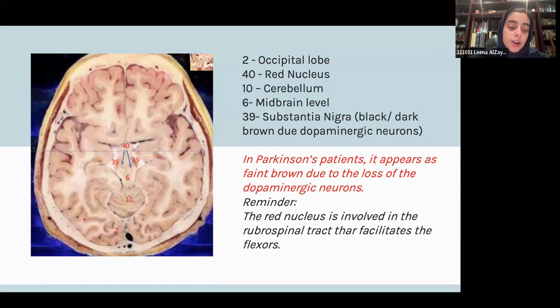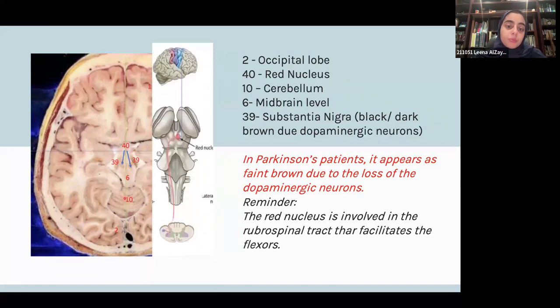Okay, again, I'm going to revise. This is the occipital lobe. This is the start of the cerebellar hemisphere. This is the brain stem. Over here, we're at the level of the midbrain. How do we know? We can see the substantia nigra, these dark dopaminergic neurons. 6, as we said, indicates that we're in the midbrain, and number 40 is the red nucleus in the midbrain, responsible for the rubrospinal tract, which facilitates the flexors of the body.